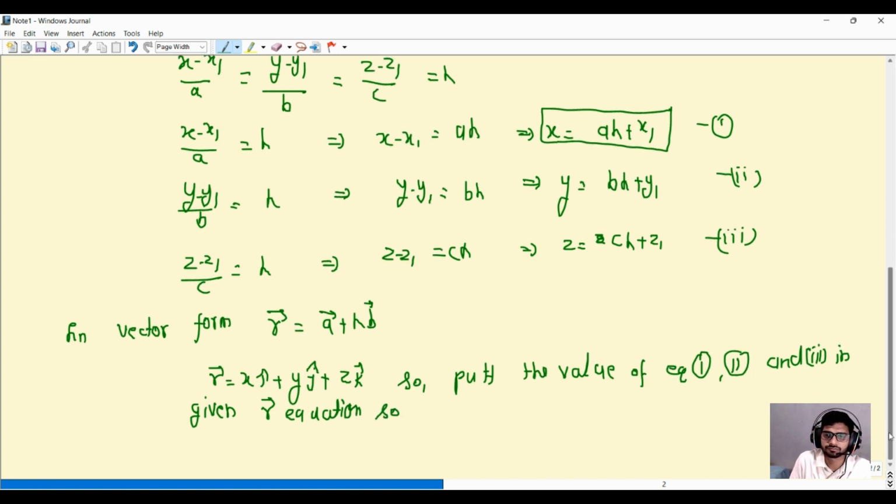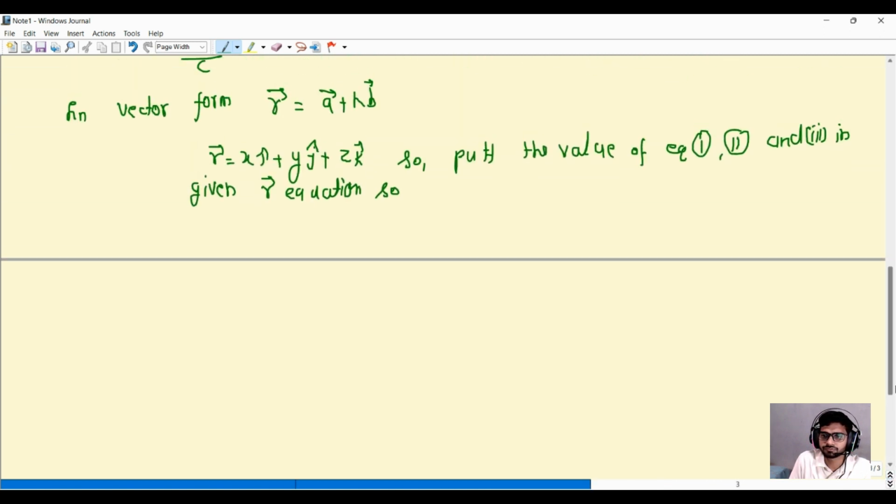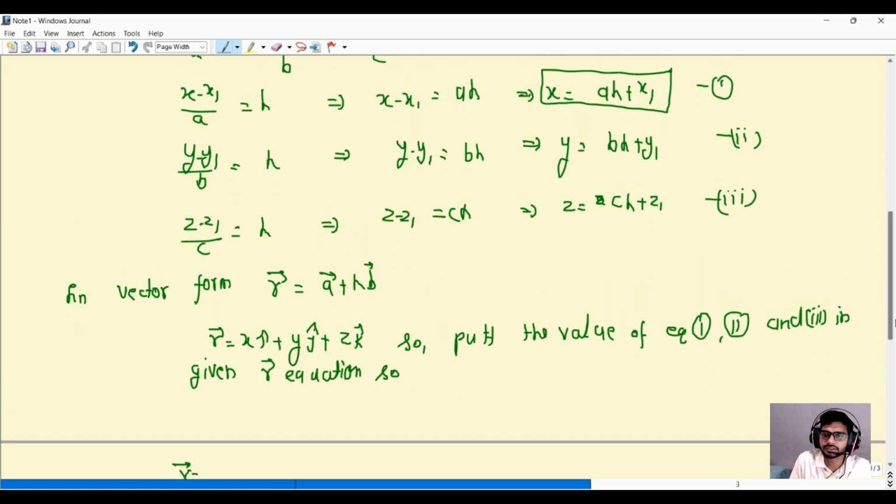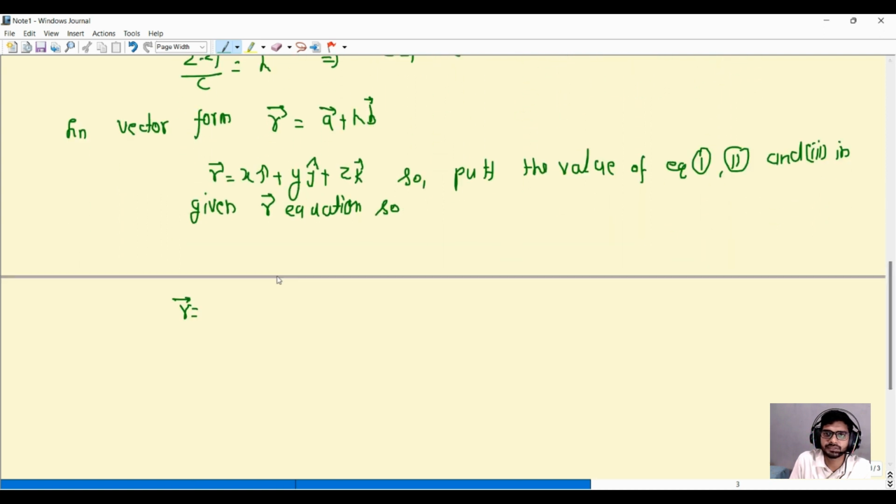So r equals, what will be the value of x? x is a lambda plus x1, so (a lambda plus x1) i, and y equals b lambda plus y1, so (b lambda plus y1) j, and z equals c lambda plus z1, so (c lambda plus z1) k.